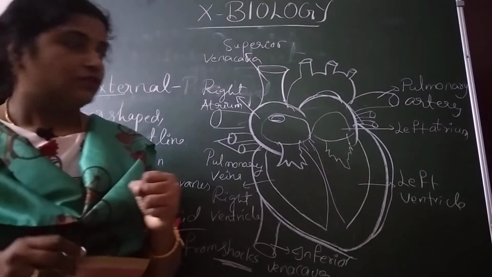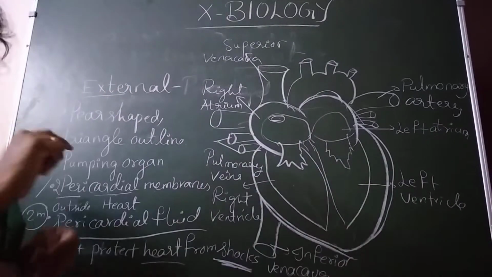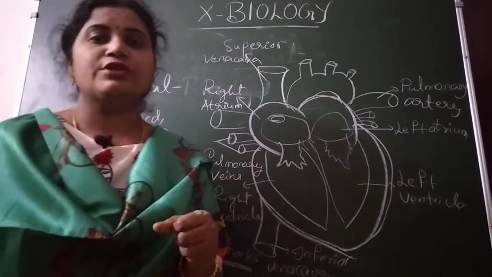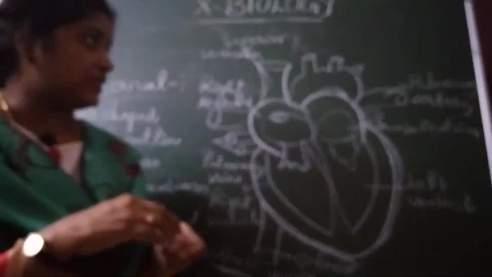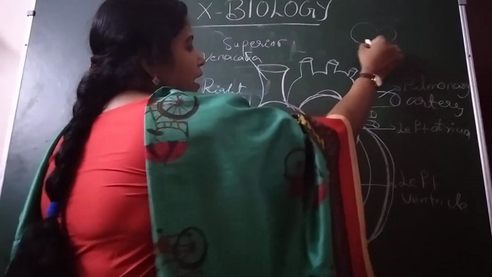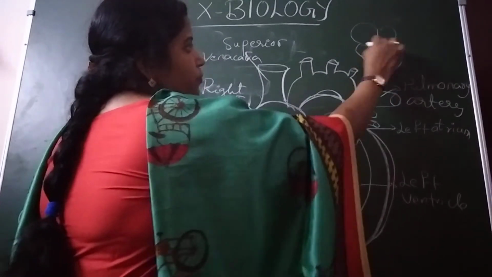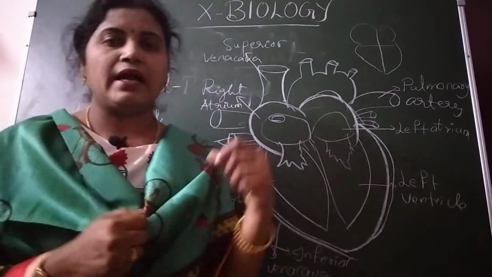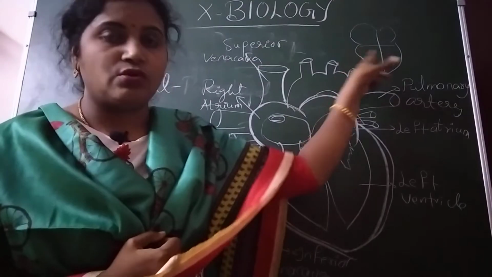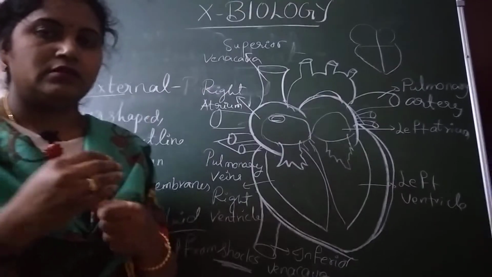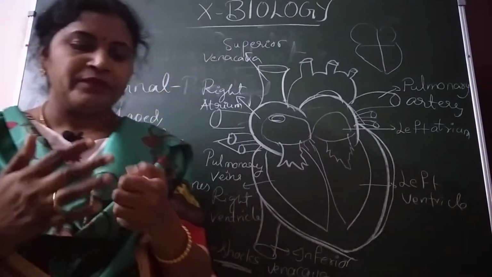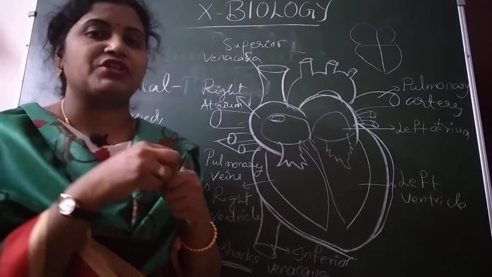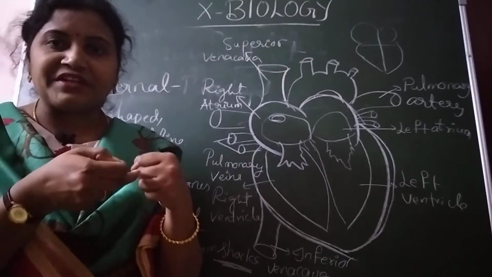And one more thing, if you remove these layers, the heart is going to be shown as 4 partitions. If you remove the pericardial membranes, how can we denote that there are 4 chambers in the heart? It will have groove-like structures, in the sense depressions, in the middle.